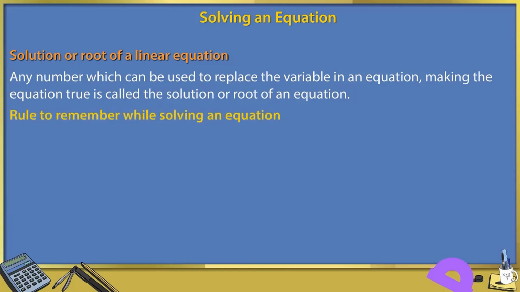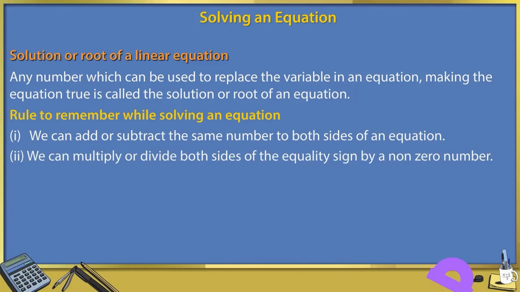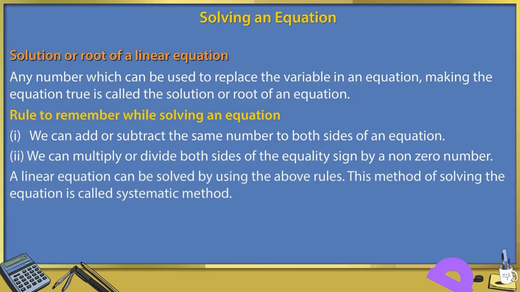Rules to remember while solving an equation. First, we can add or subtract the same number to both sides of an equation. Second, we can multiply or divide both sides of the equality sign by a non-zero number. A linear equation can be solved by using the above rules. This method of solving the equation is called the systematic method.